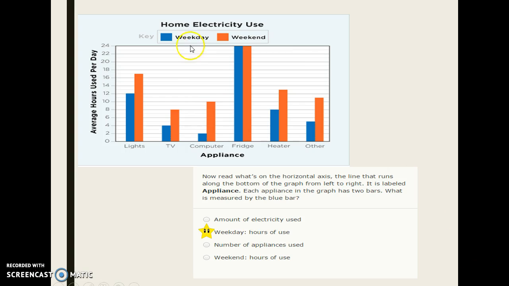So some infographics are going to come with a key or a legend that will help you to better understand the information in the infographic. In this case, we know that the colors are represented by blue, weekday, and orange, weekend. So the answer is weekday hours of use, when we're looking at the blue bar.